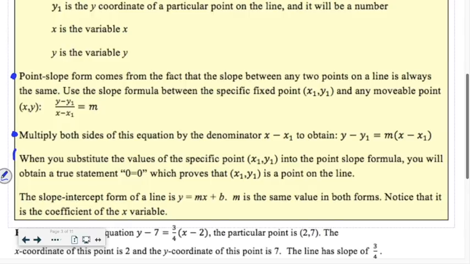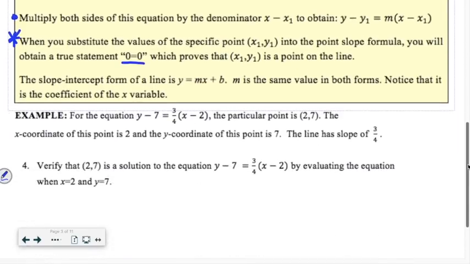I'm more concerned about this idea. When you substitute the values of the specific point x1, y1 into the point slope form, you will obtain a true statement of 0 equals 0. That proves that x1, y1 is a point on the line. So let's take a look at an example of that.